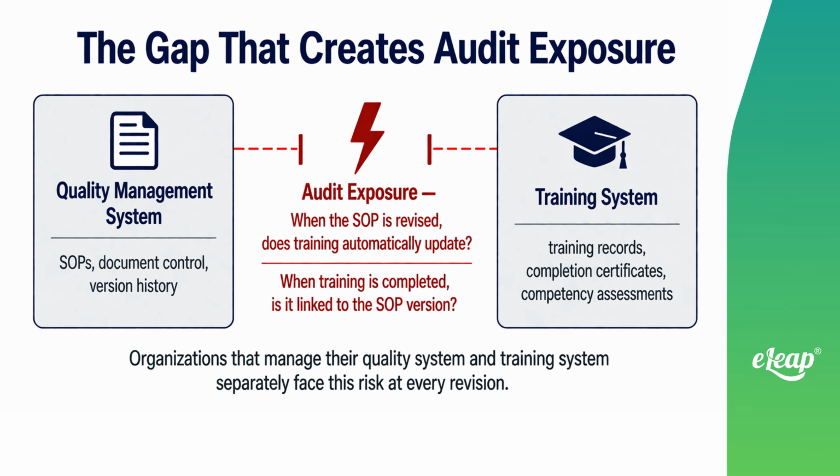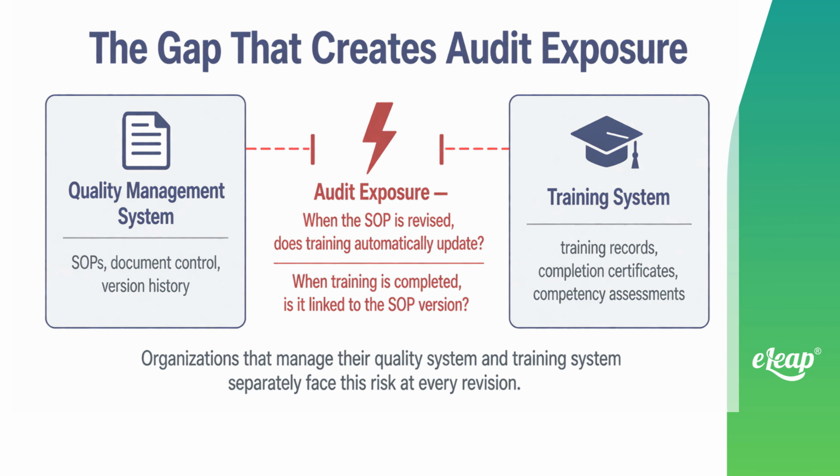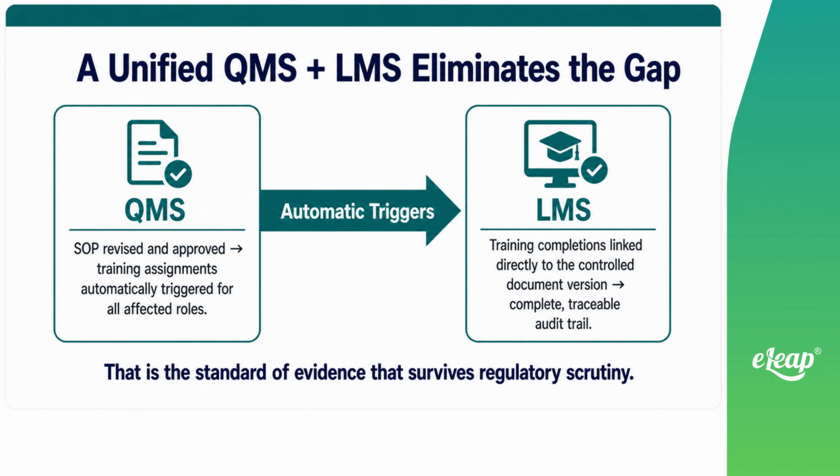This is where organizations that manage their quality system and their training system separately run into significant risk. When your SOP is revised and approved, does your training matrix automatically update to reflect the new version? When an employee completes training to the revised procedure, is that completion record linked to the specific document version? If the answer to either of those questions is no, you have an audit exposure that the SOP itself cannot resolve. A unified quality management and learning management system eliminates this gap.